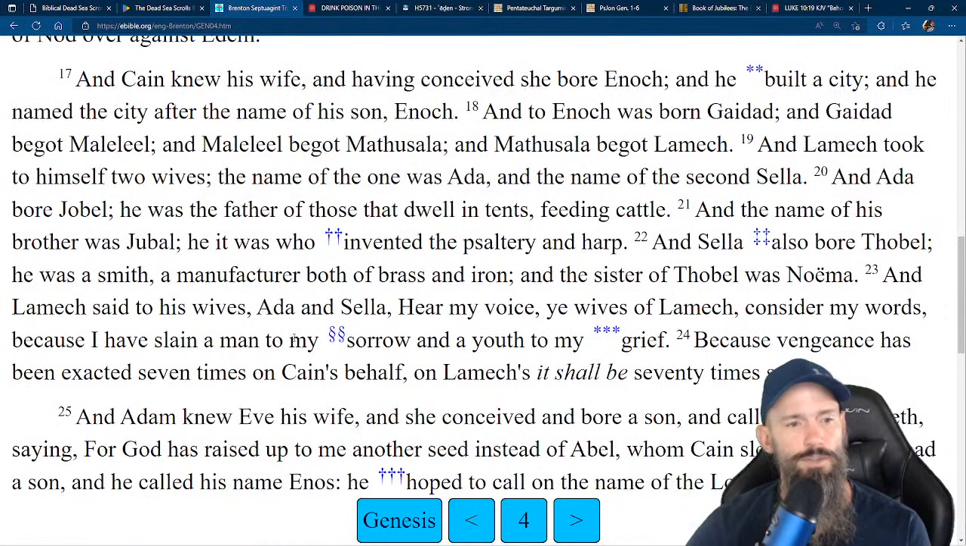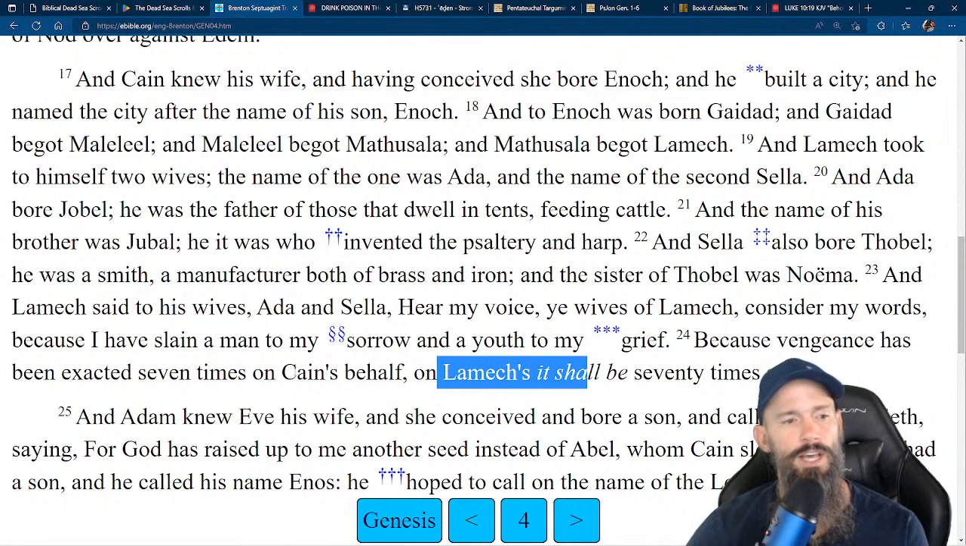And Lamech said to his wives, Adah and Selah, hear my voice, ye wives of Lamech, consider my words, because I have slain a man to my sorrow, and a youth to my grief, because vengeance has been exacted 7 times on Cain's behalf. On Lamech's it shall be 70 times 7. So he's fearing for the same punishment that Cain got.